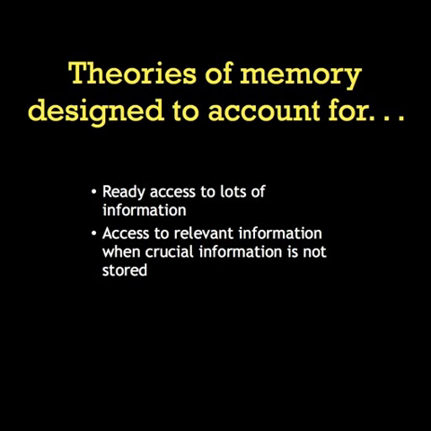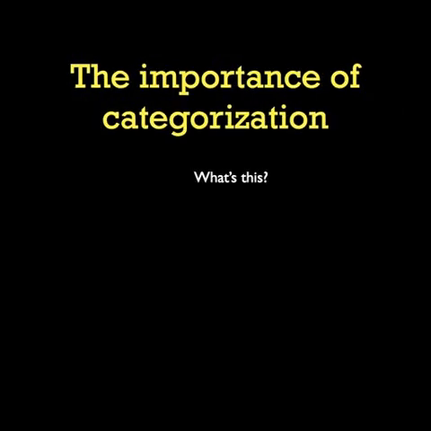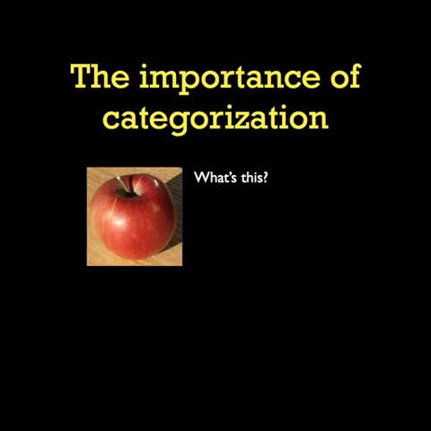All right, so part of the way that we do this is through categorization. There are a couple of ideas as to how things are categorized in the brain. So I'm going to ask you a question about an object. It's a simple question. The question's already up there. There's the object. What is it?